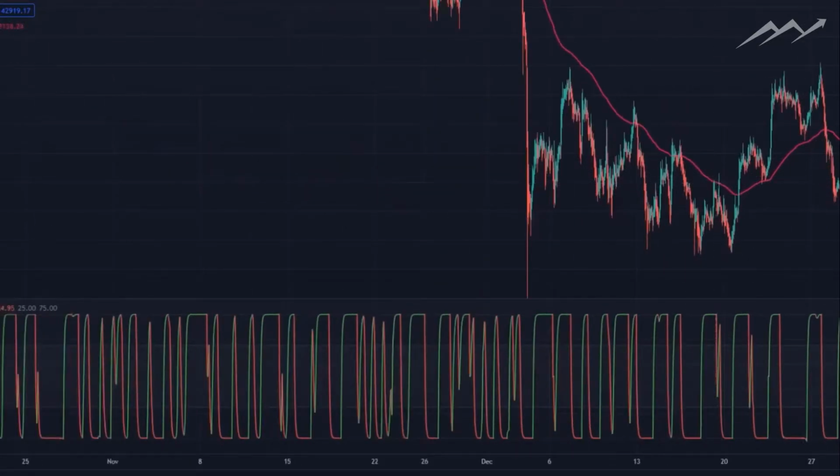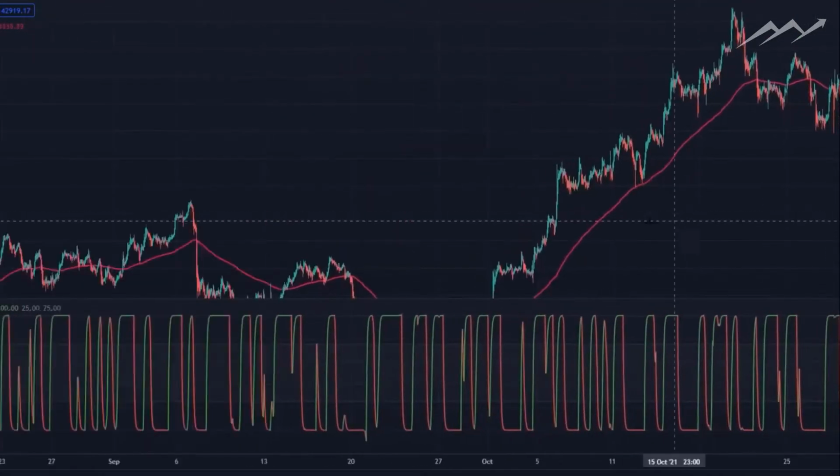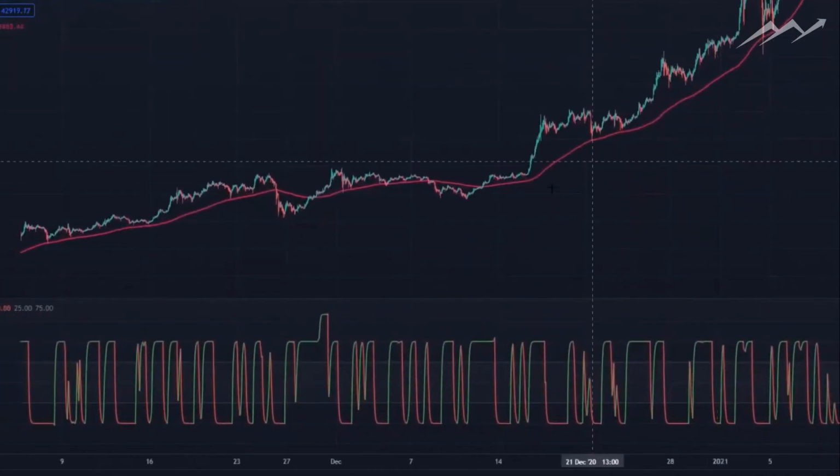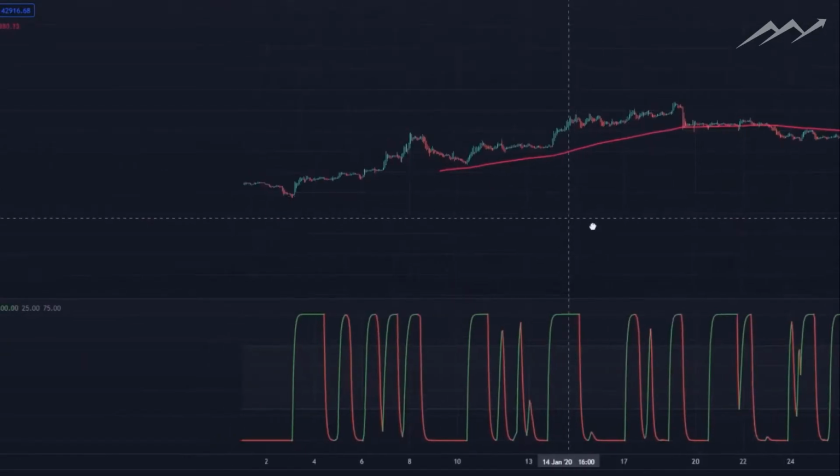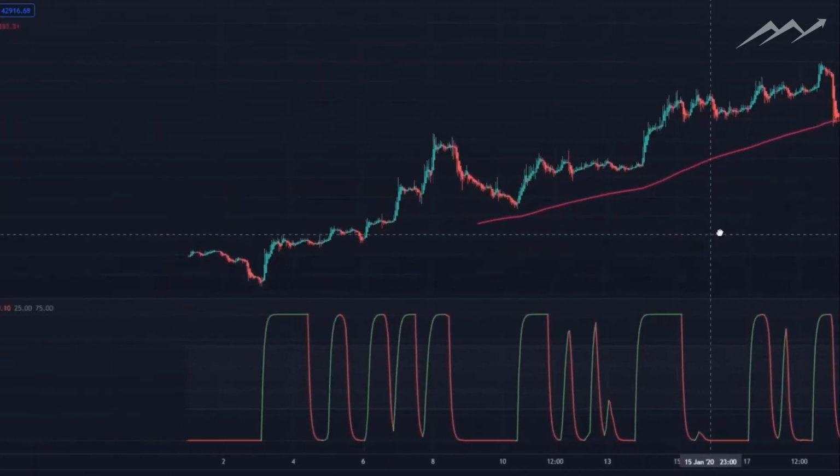But there is only one way to find out, and that is to backtest this strategy 100 times. So let's go back to the very start of this chart, or the furthest possible we can go back. I will take 100 trades, and then I will get back to you with the results.